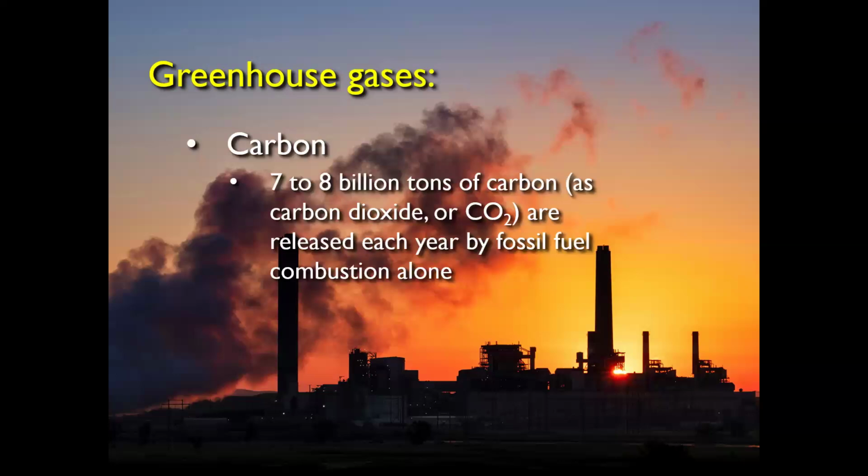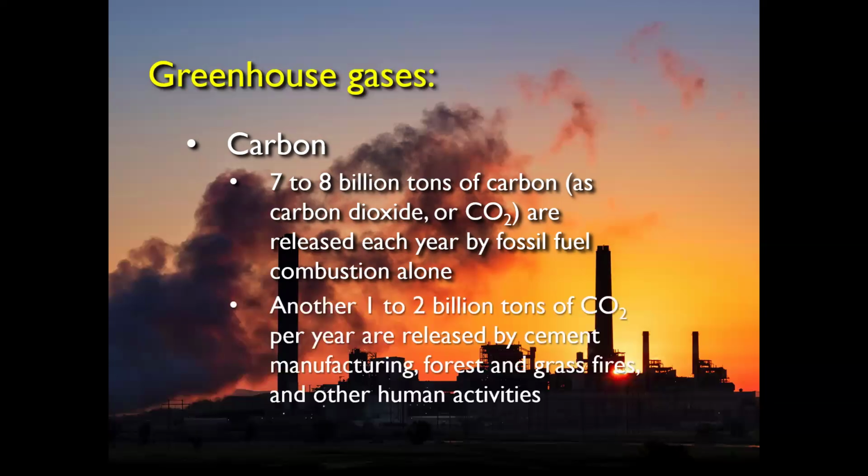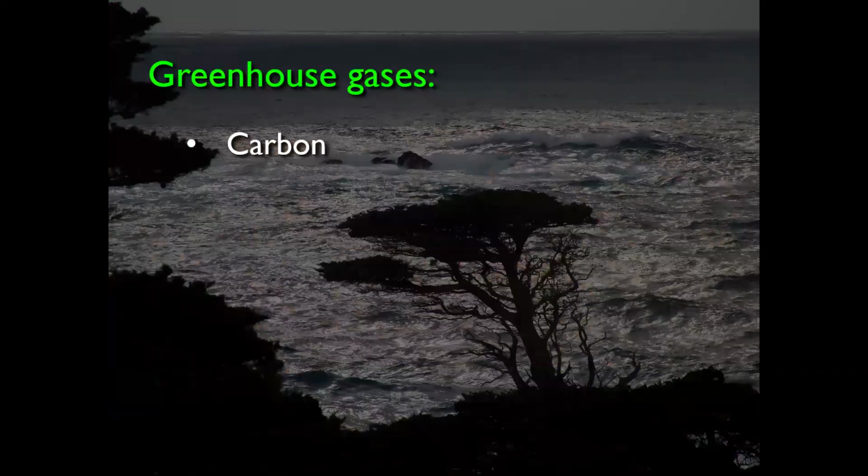Nevertheless, humans, specifically by burning fossil fuels, are pumping another 7 to 8 billion tons of carbon as carbon dioxide into the Earth's atmosphere every year. 7 to 8 billion tons of carbon added to the Earth's atmosphere just by burning fossil fuels every year. Another 1 to 2 billion tons of carbon dioxide are released by cement manufacturing, we talked about that earlier, by forest and grass fires, and by other human activities. So every year we are pumping more and more carbon dioxide into the atmosphere. That's not the whole story.